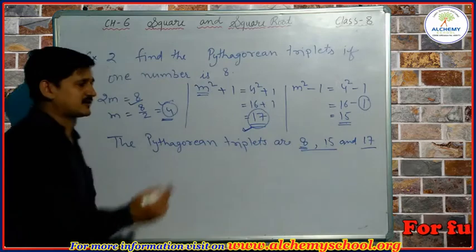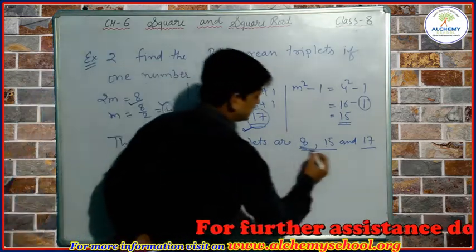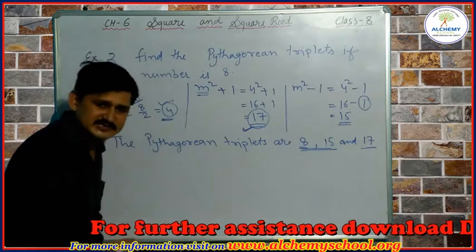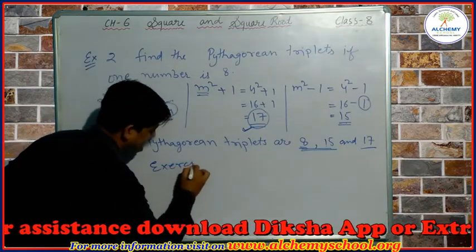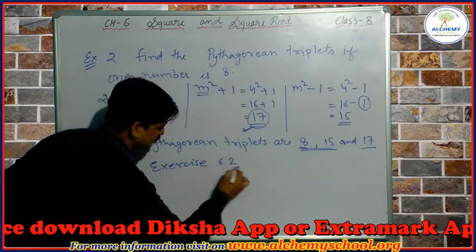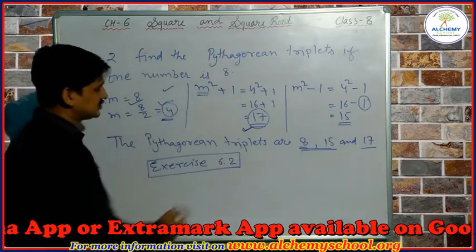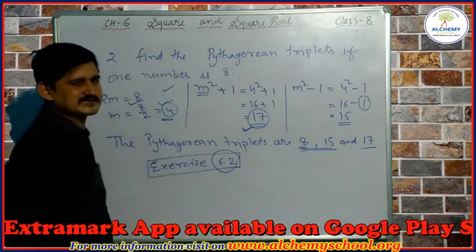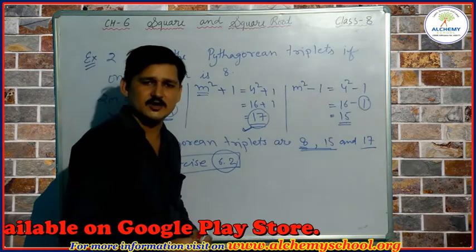Students, you can apply the same criteria and the same procedure to find the Pythagorean triplet. Follow the same procedure and solve exercise 6.2. It's a very simple exercise. You have to apply the same procedure to solve this complete exercise, so apply the procedure and complete the exercise by yourself.